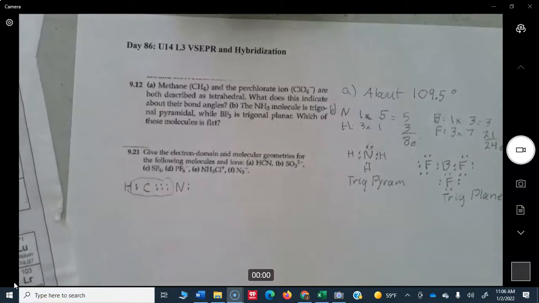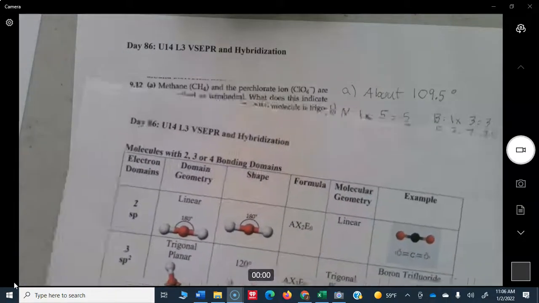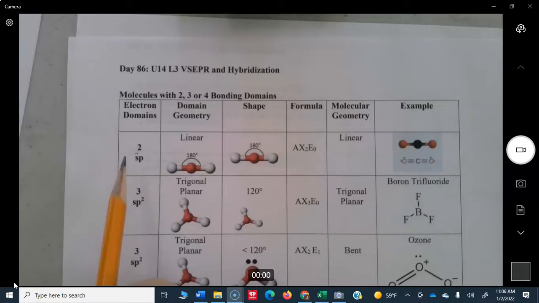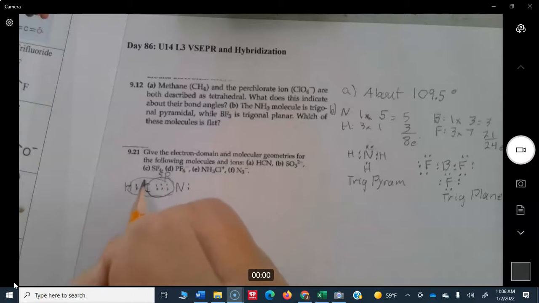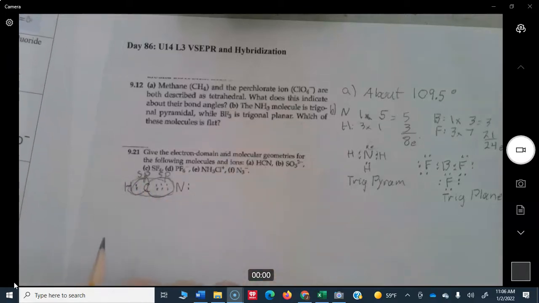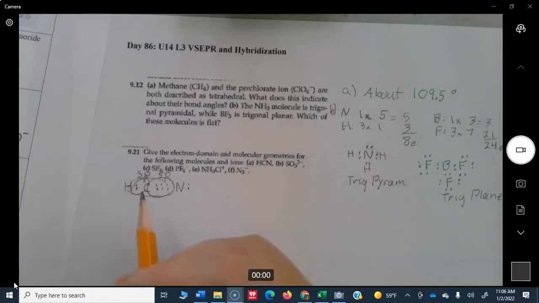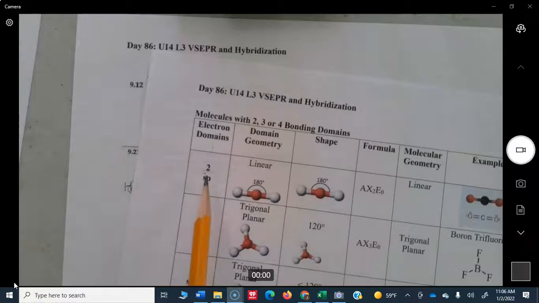So you come over to this sheet over here, and we see that when you have 2 electron domains, it's going to be a linear molecule, and it's going to have sp bonding. So what you're going to have here is an sp, and then you're also going to have an sp here for the carbon. What about the hydrogen? Hydrogen doesn't hybridize. It's just a single electron bonding with this sp. So you have sps. Whenever you have sp, you have to have 2 of them. You have to have as many as you have electron domains of the hybrid.